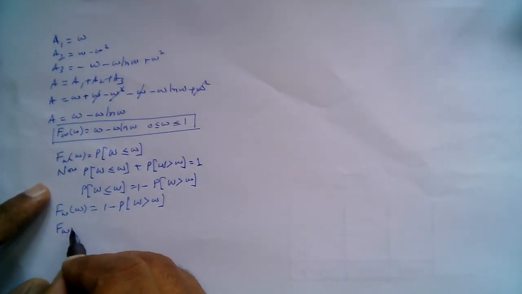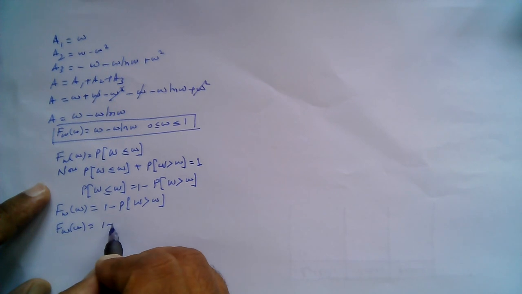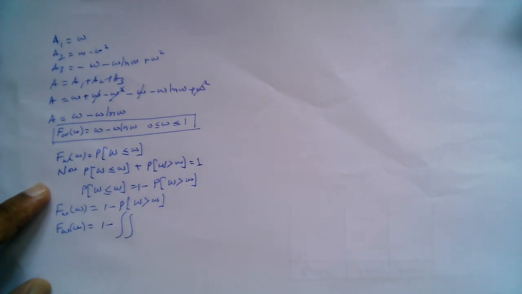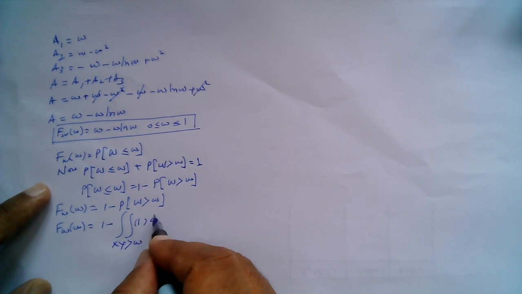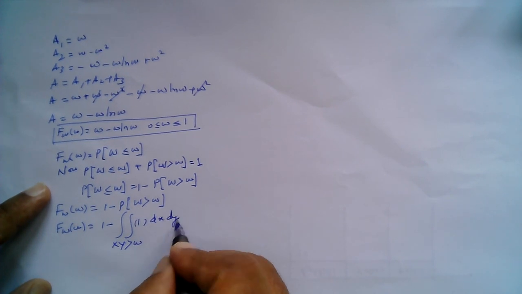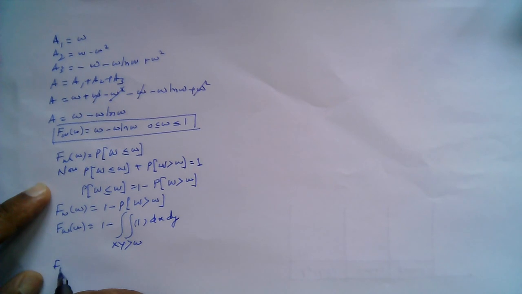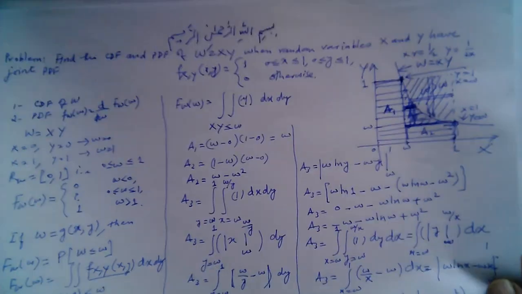So F_W of w is equal to 1 minus, so this is the area we are interested in. In this case xy is greater than w here, so this is 1 dx dy, right? So F_W of w is equal to 1 minus, and now we are to find the limits for x and y here. So this is dx and this is dy here. To find the limits, we again refer to this diagram.